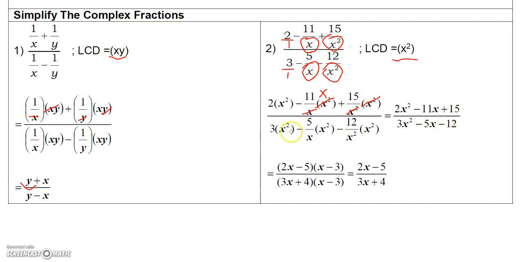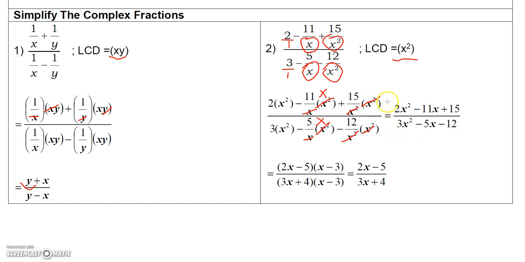So that's 15. And then similarly on the bottom, 3 times x squared is 3x squared, and here the x in the denominator of that cancels into the x squared, giving me x. So I have minus 5x. And then here the x squared in the numerator cancels with the x squared in this denominator, and so that's just going to give me minus 12. And now I have 2x squared minus 11x plus 15 over 3x squared minus 5x minus 12.